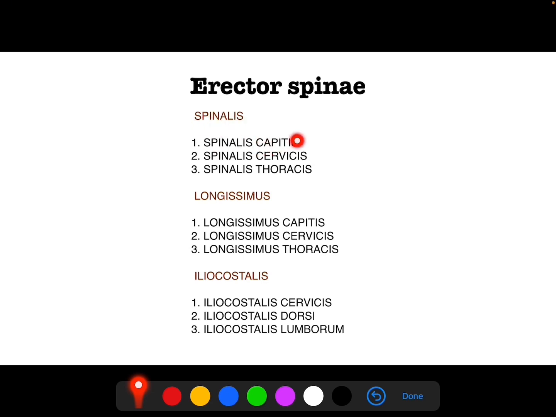Spinalis includes spinalis capitis, spinalis cervicis, and spinalis thoracis. Longissimus includes longissimus capitis, longissimus cervicis, and longissimus thoracis. Iliocostalis includes iliocostalis cervicis, iliocostalis dorsi, and iliocostalis lumborum.